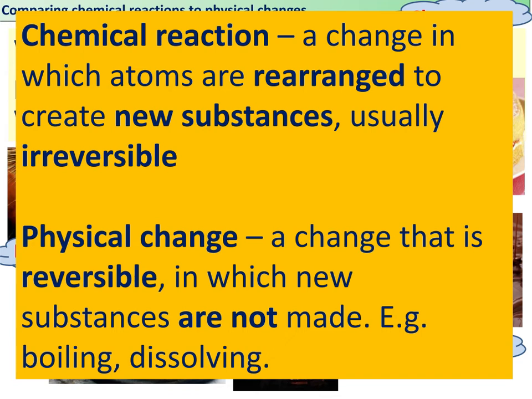And sometimes this is referred to as a chemical or a physical reaction. So a chemical reaction is when the atoms are rearranged and new substances are made. It's usually an irreversible reaction. A physical change is normally reversible, in which new substances are not made. So it may be changed, but new substances are not made.